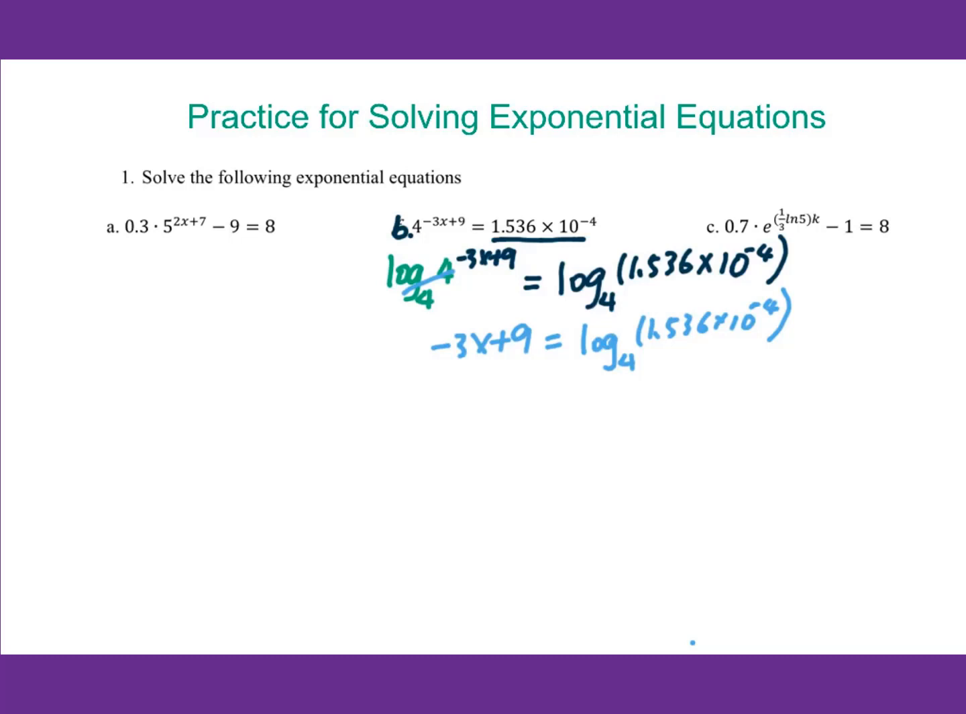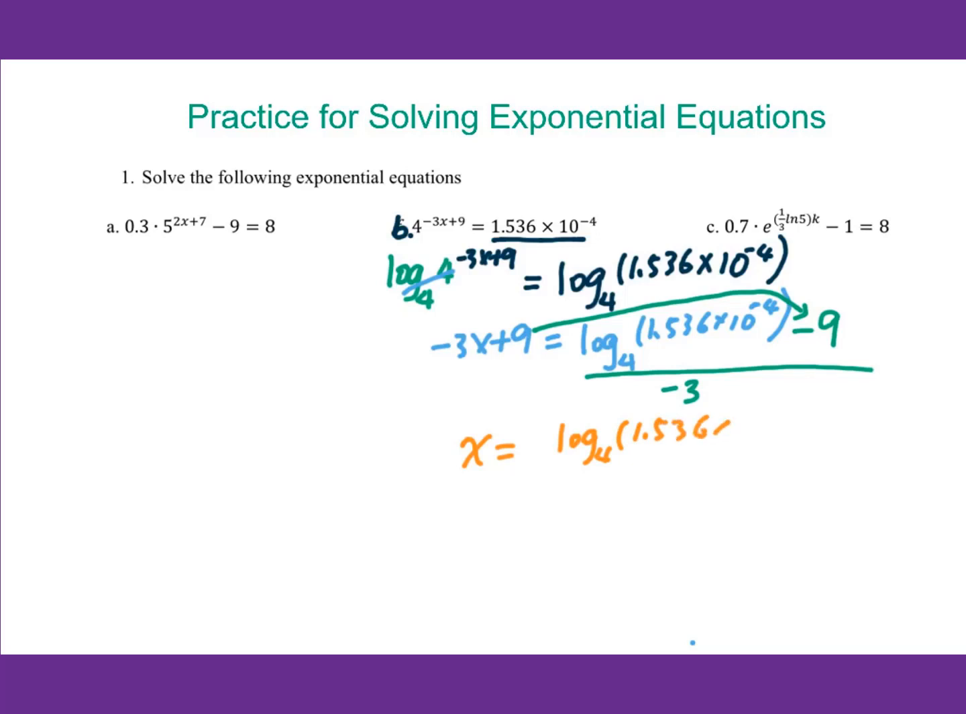Then we solve this linear equation. You got to subtract 9, divided by negative 3. So we get x equals log base 4 of 1.536 times 10 to the negative 4th power, minus 9, over negative 3. We put it into the calculator, and the answer will be 5.111.